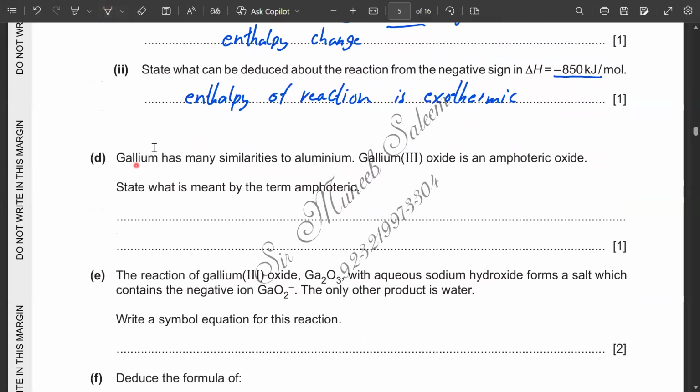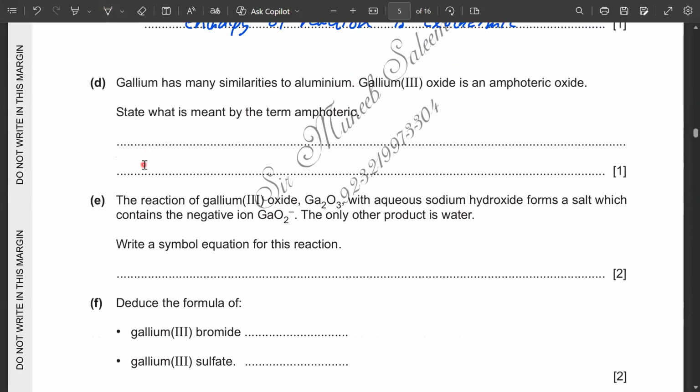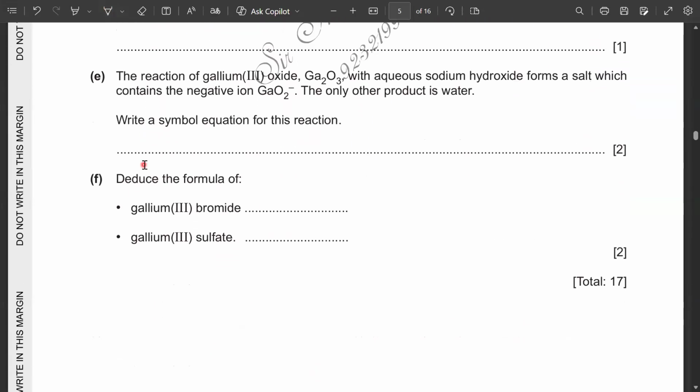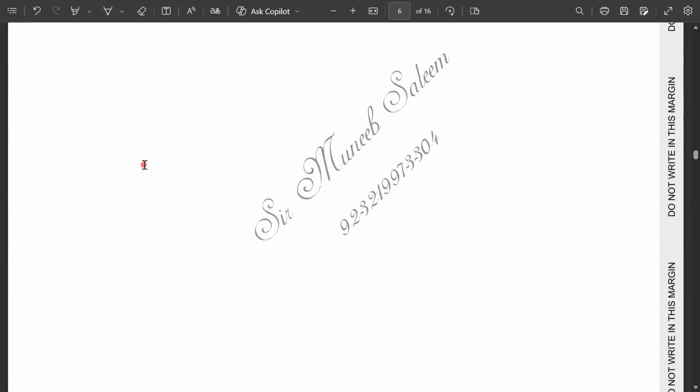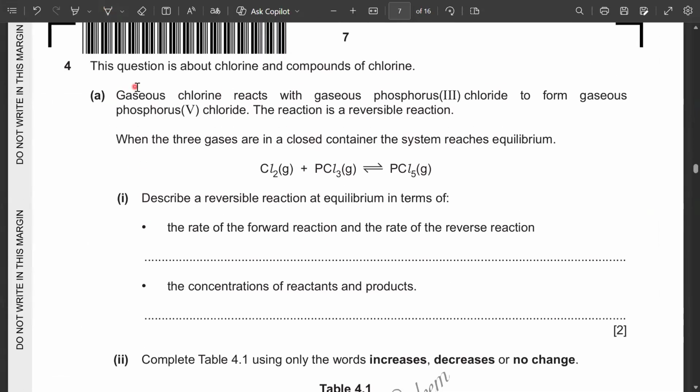D part must be skipped, that's not included. E part is also excluded. F as well. Then we'll move on to question number 4.